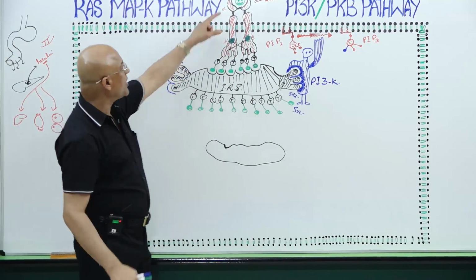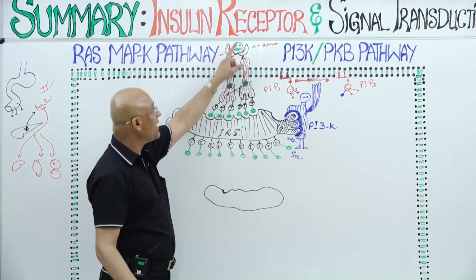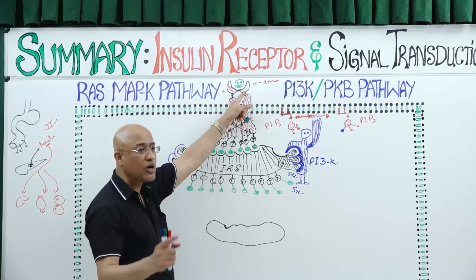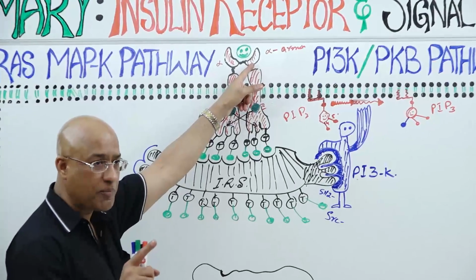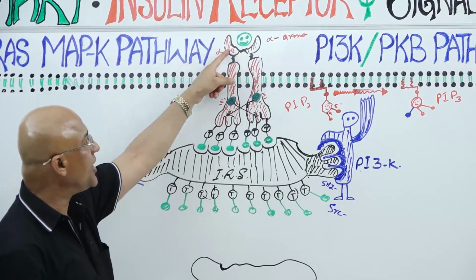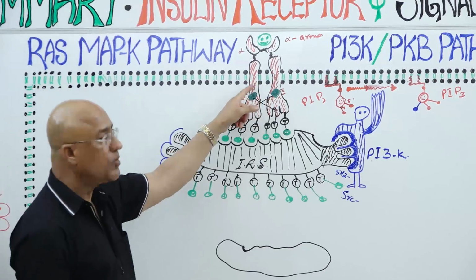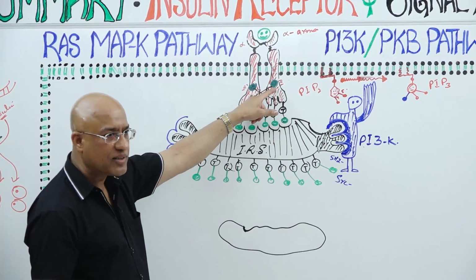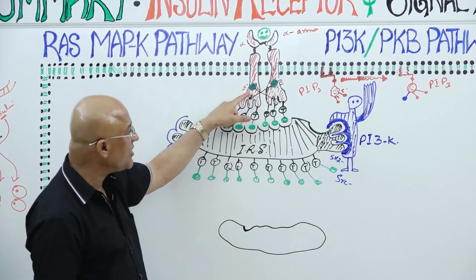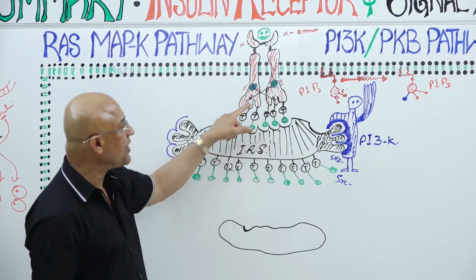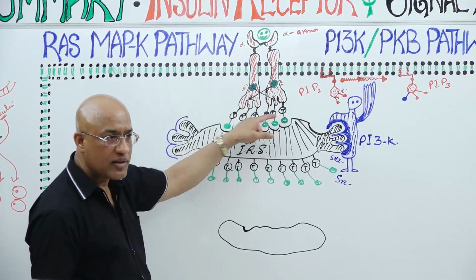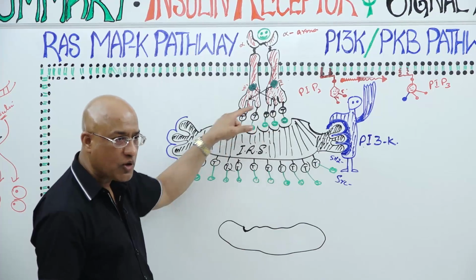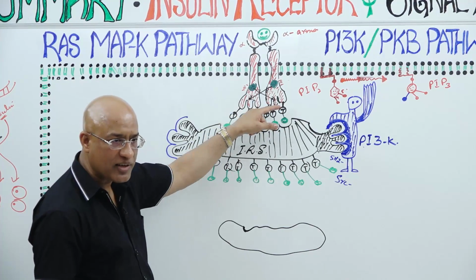Let's recap. What is this? Insulin interacting with alpha subunits of insulin receptor. Alpha subunits change and produce change into beta subunit. Beta subunit activated, and what is this? Tyrosine kinase enzyme lead to autophosphorylation of tyrosine residues of beta subunits of insulin receptor.